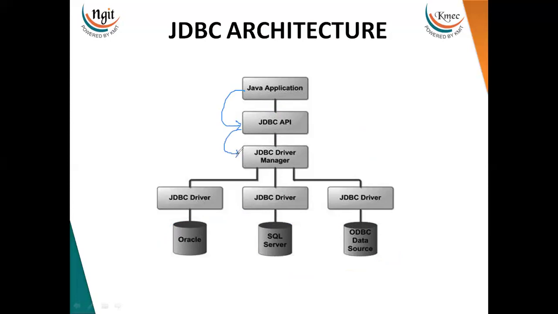JDBC API forwards the request to the internal component, that is the driver manager class, which is responsible for maintaining the drivers. Then it identifies the relevant driver. If the driver is identified, by using the driver, it establishes the connection with that particular database. This is all about the JDBC architecture. By using this architecture, a Java application can connect to the database, right?